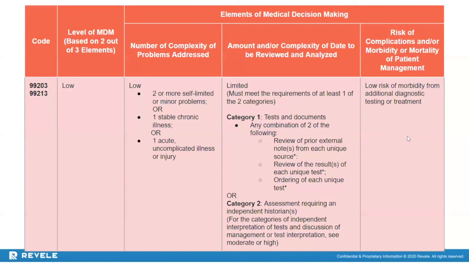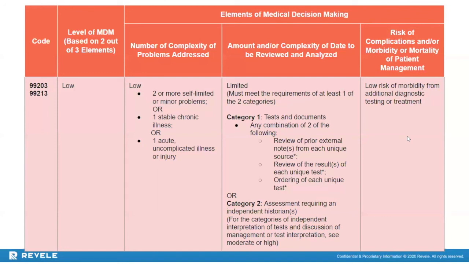For the component of amount and/or complexity of data to be reviewed and analyzed, for this level would be limited. It must meet the requirements of at least one of the two categories. Category 1 would be tests and documents. This would be any combination of two of the following.